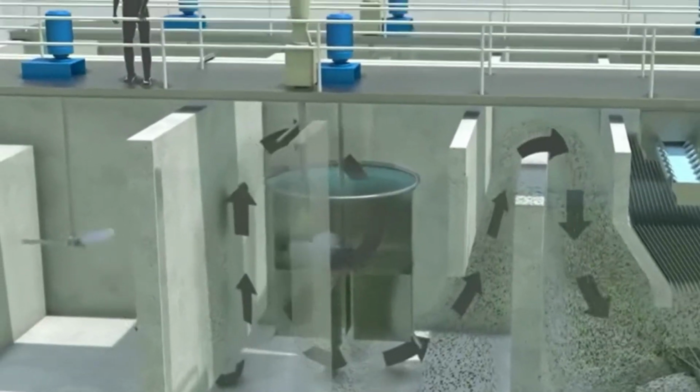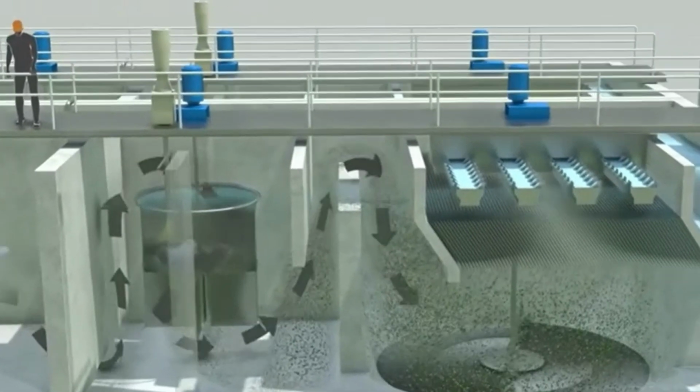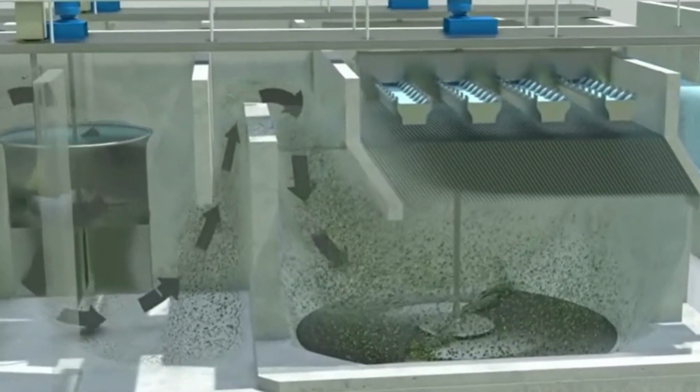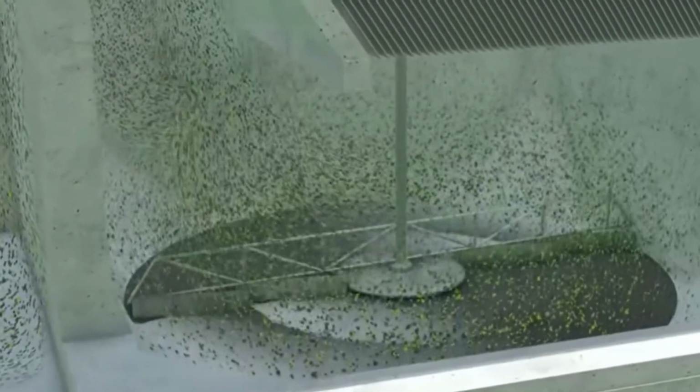The now flocculated water flows through a set of baffles to slow its turbulence for the settling process. As the water travels upwards, heavy floc particles quickly settle to the bottom of the tank.